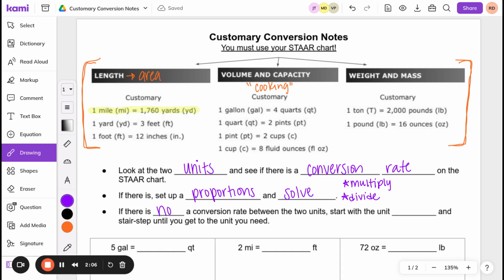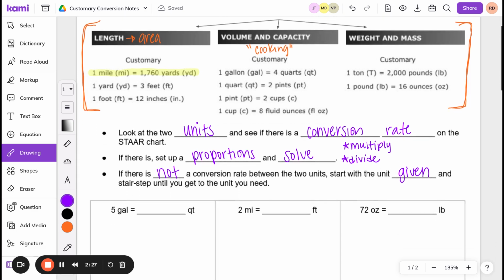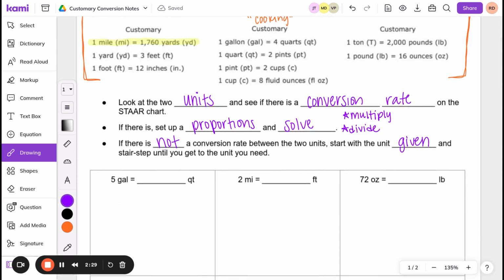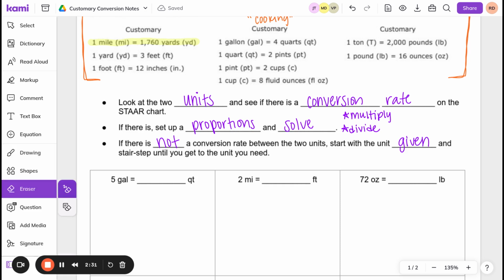If there is not a conversion rate between the two listed on your star chart, you're going to start with the unit given and then stair step your way up until you get to the unit you need. In other words, this is going to create a multi-step problem. So if there's not a direct relationship on your star chart, you're going to have to do 2 or 3 steps. So let's look at some practice and see what we can figure out.